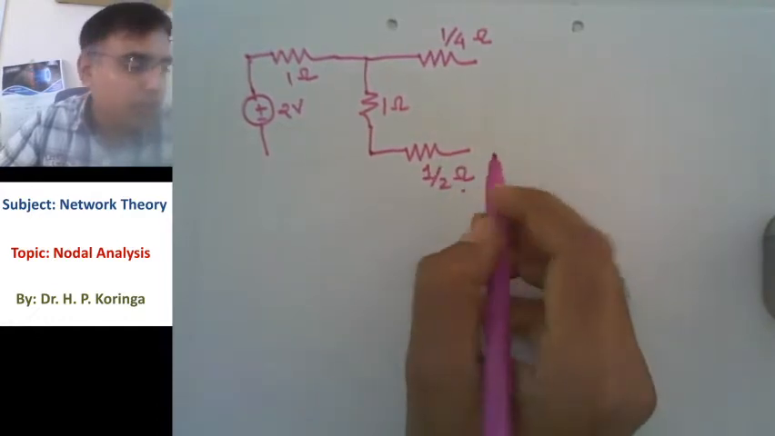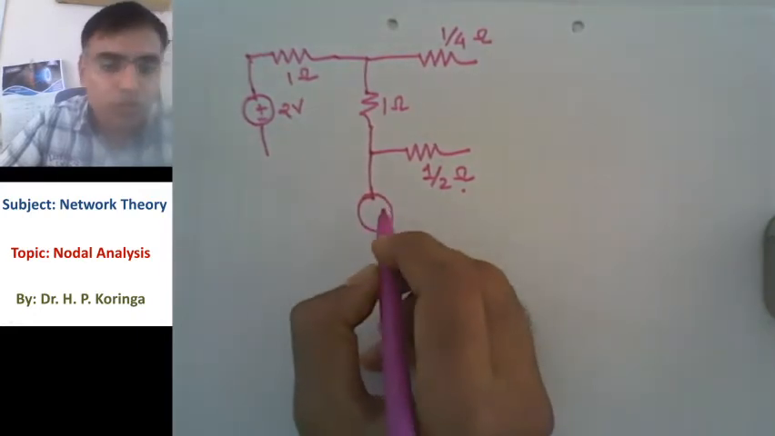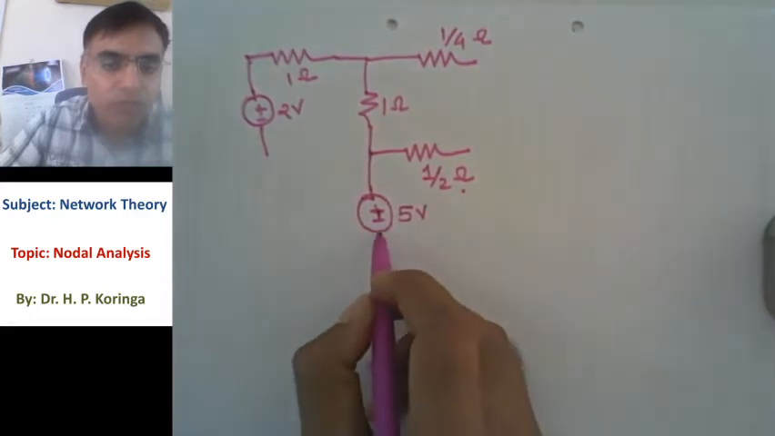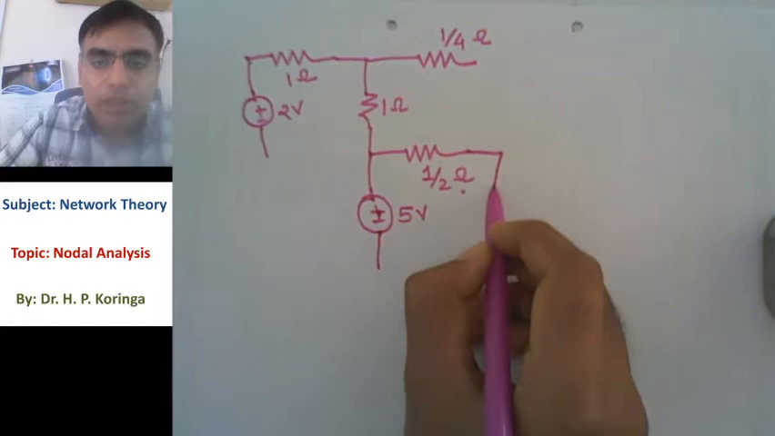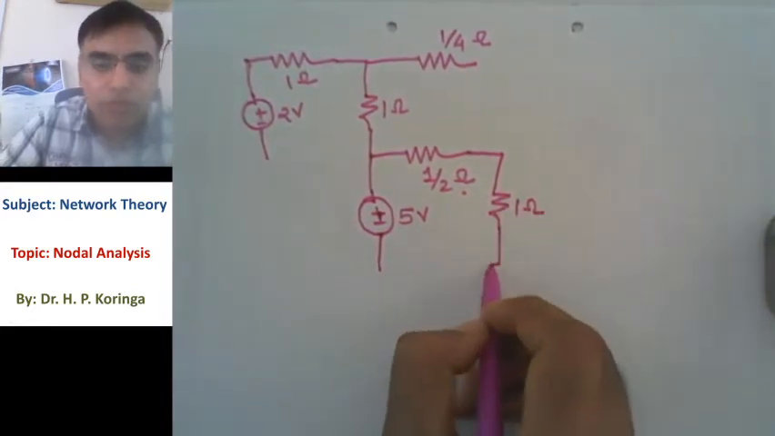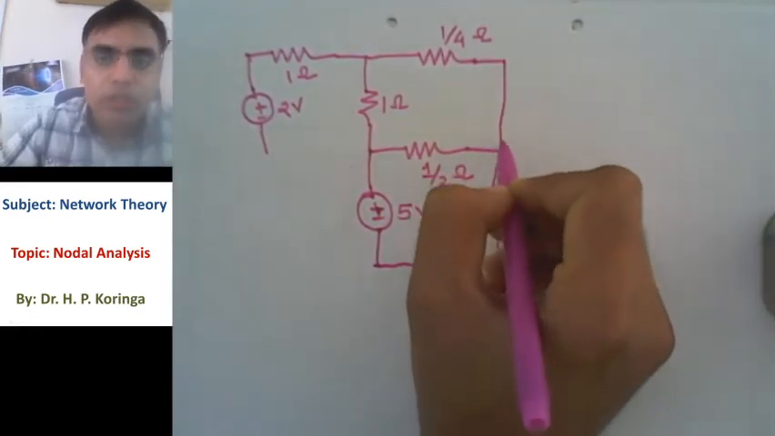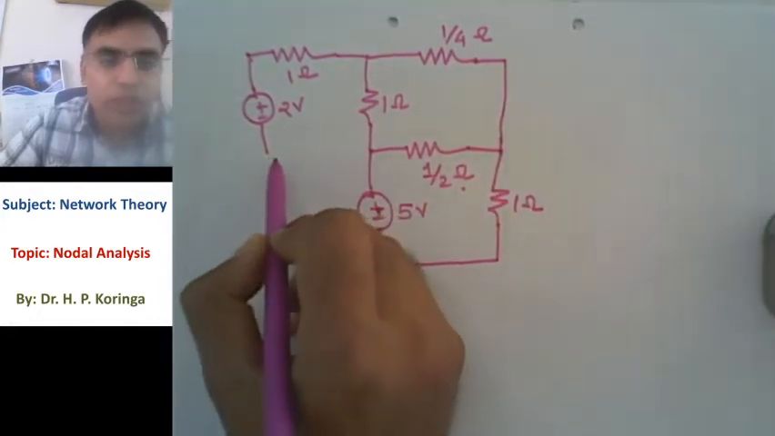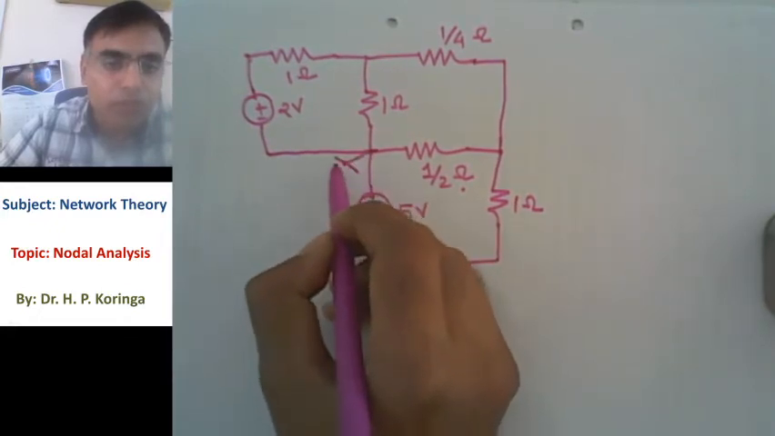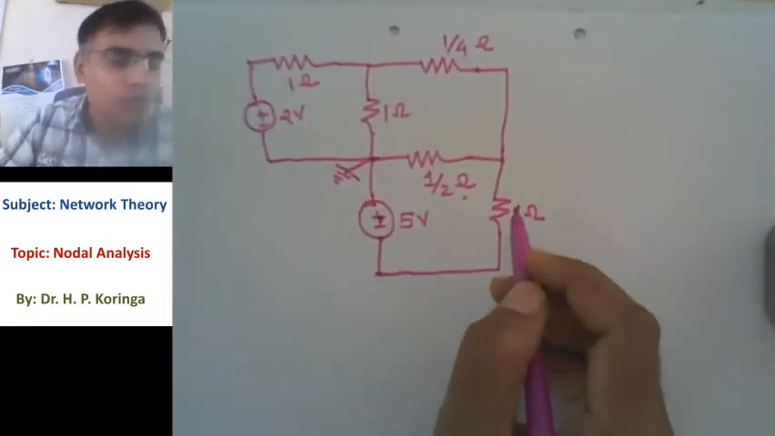Here the value is 1 upon 2 ohm, and here I have one voltage source, value is 5 volt, and here I have one resistance, value is 1 ohm. So this is one network given, and also it is specified that this is the reference node.